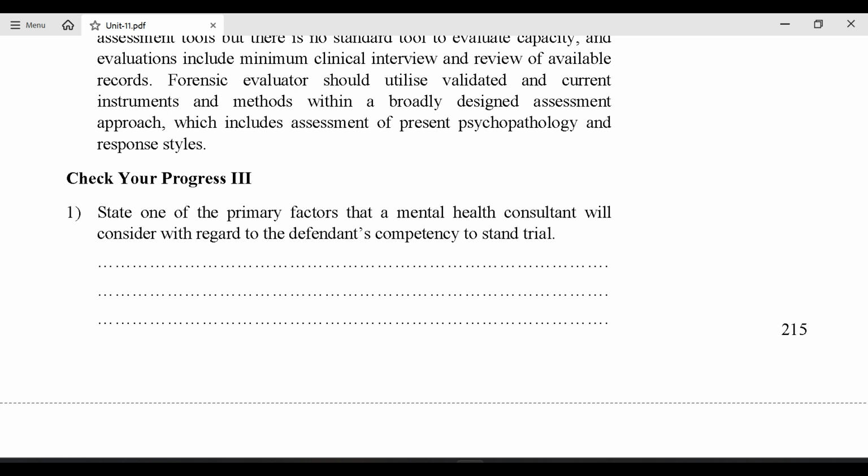Forensic evaluator should utilize validated and current instruments and methods within a broadly designed assessment approach, which includes assessment of present psychopathology and response styles.